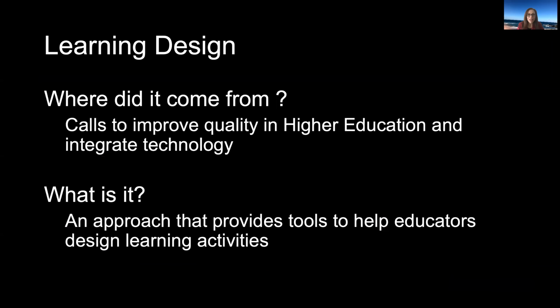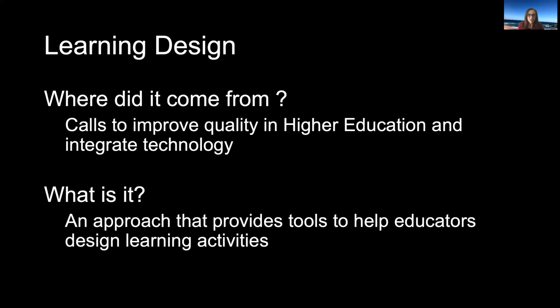Now, allow me to come back to the start and say, well, where did learning design start from and what is it? Around the mid-1990s, there was a call in higher education for more active student learning approaches. And at the same time, digital learning technologies were becoming more mainstream in higher education. So the field of learning design emerged in the early 2000s in an effort to reconceptualize teaching and learning practices to effectively make use of technology.